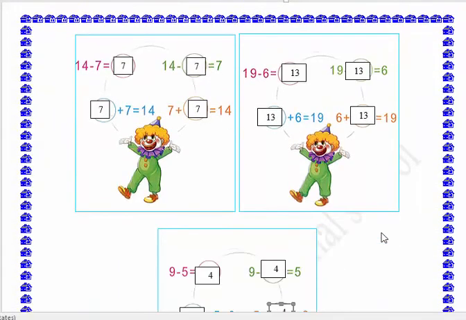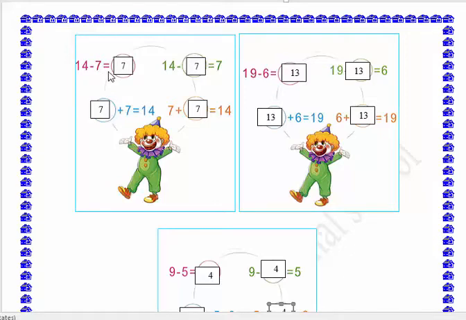Open page 82. 14 minus 7. Count. We can count before or after as you like. Now we will count after. What is after 7? 8, 9, 10, 11, 12, 13, 14. How many fingers did I open? 7. If we need to count before, what is before 14? 13, 12, 11, 10, 9, 8, 7. So these are the same. Counting after the smaller or before the bigger. So the result is 7.